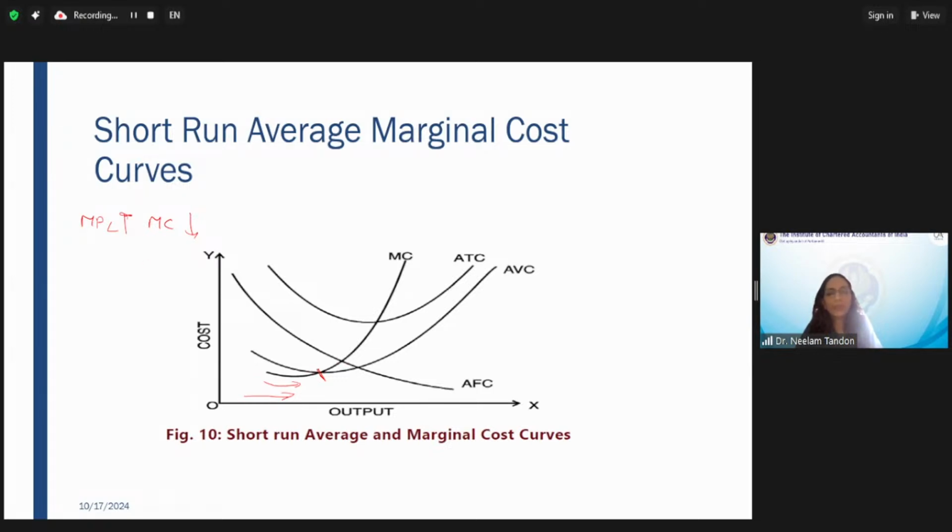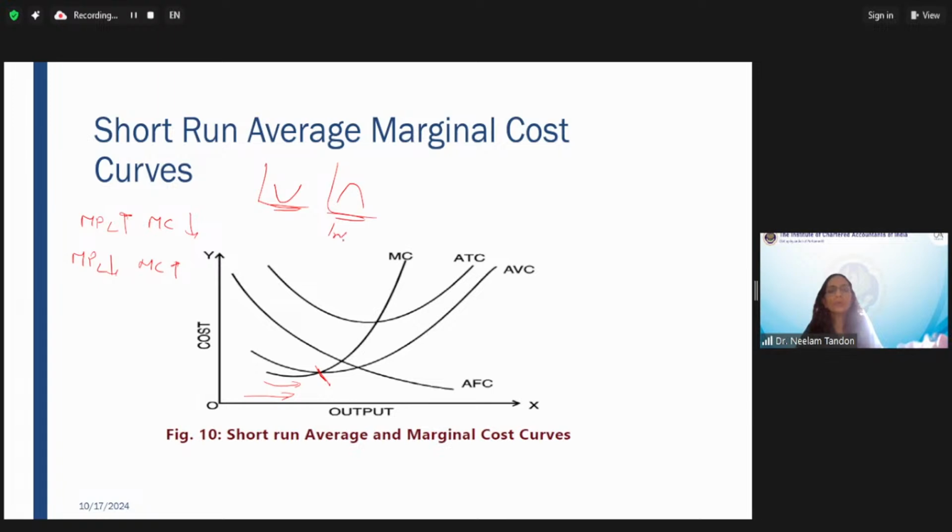Here, marginal cost is minimum, and then marginal cost starts increasing. When the marginal product of labor starts decreasing, marginal cost will start increasing. So remember, all cost curves will be U-shaped, and all production curves will be inverse U-shaped. Cost curves will always be U-shaped, and production curves will always be inverse U-shaped.